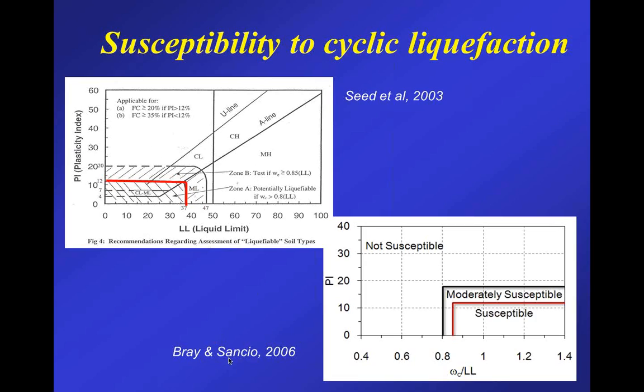And then Professor Bray and Sancho, also at University of Berkeley, suggested a sort of a modified form. I quite like this one. It's rather simple. It's PI against the ratio of water content to liquid limit, and you can see that the susceptible region is again a PI of less than 12, and when the water content is greater than 85% of the liquid limit, those are likely to be more susceptible.